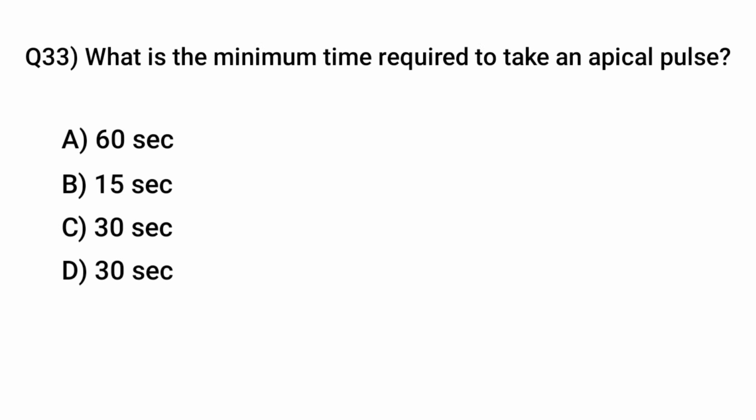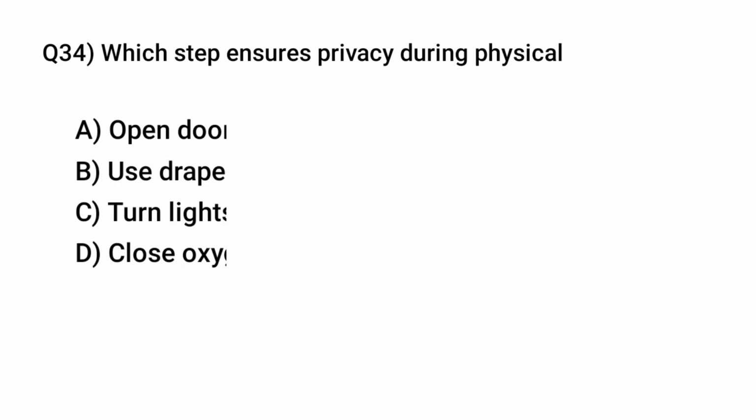Question number 33. What is the minimum time required to take an apical pulse? Correct option is A. 60 seconds. Question number 34. Which step ensures privacy during physical examination? Correct option is B. Use drape.